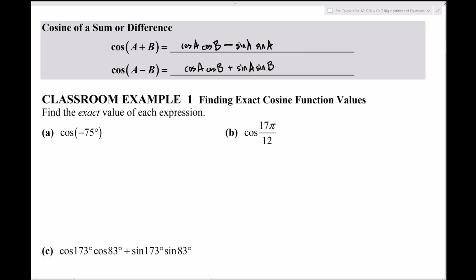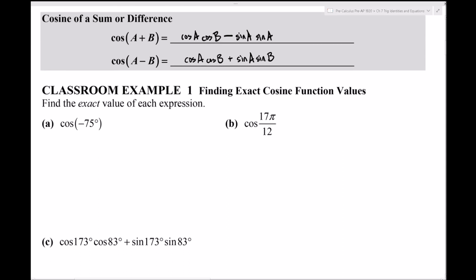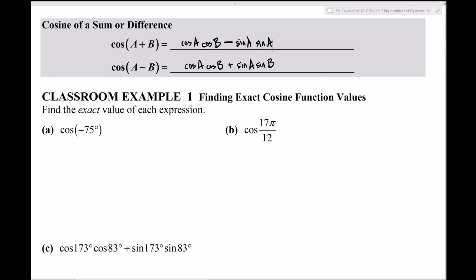The proof will be in a different video. Number 1, there are three parts to number 1, A, B, and C. And each of these are applications of the sum or the difference identity. And it depends how we choose to see it. For number 1, part A, cosine of negative 75 degrees, there's a bit of a simplification that you can apply.